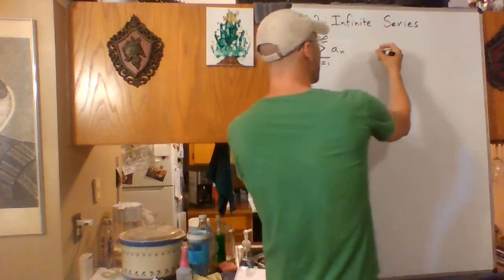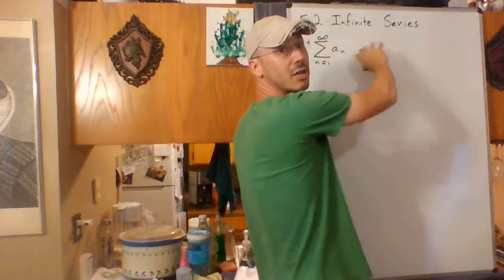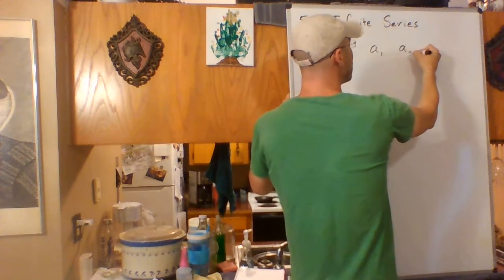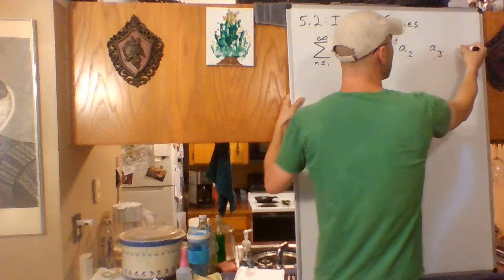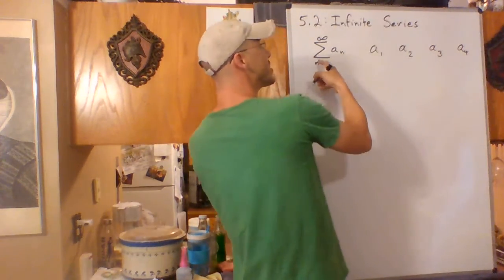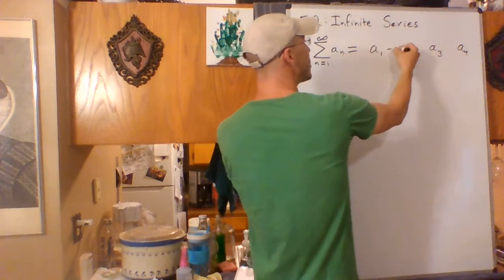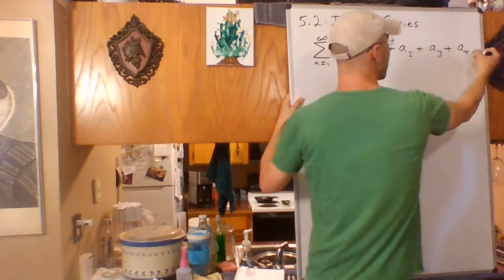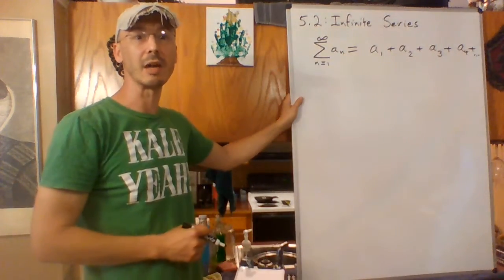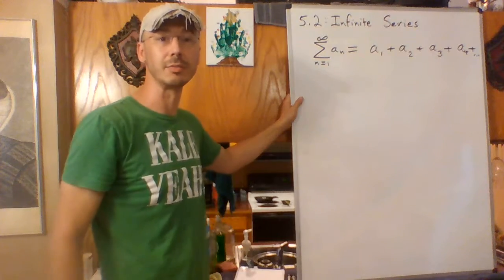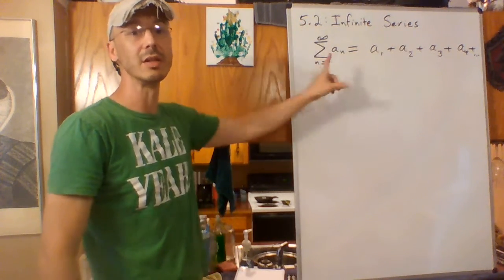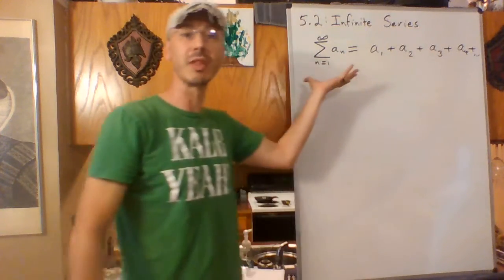So the sequence itself, I'm just going to list it here and then put it together. The sequence is a1 and then a2 and then a3 and a4. But the sum is equal to what I get from adding all of these together, and then more. The ellipsis, the dot, dot, dot, means to continue in this pattern. That's really what we're going to study. What are the patterns that we can find in these kinds of lists when we add them?